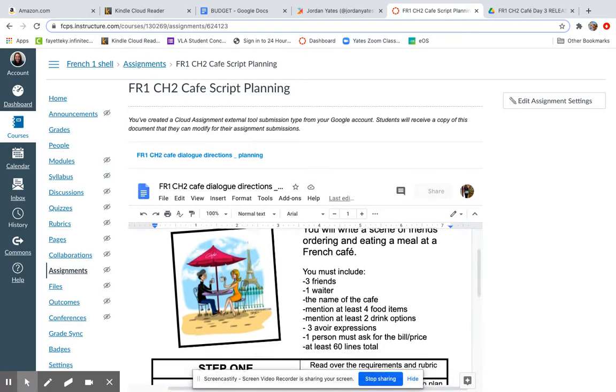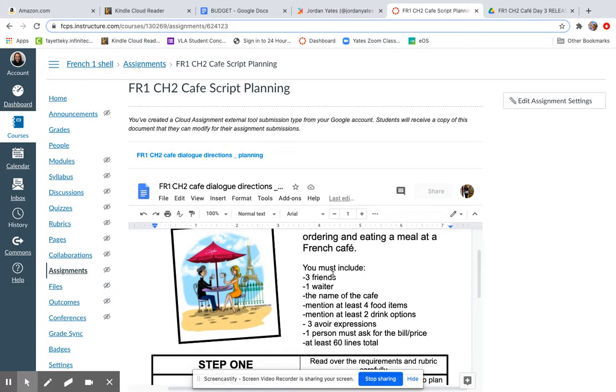So, what do you have to have in your scene? You have to have three different friends and one waiter. Makes sense, right? That is four people total. Somewhere in the script, someone has to mention the name of the cafe. That's very easy, like when the waiter comes to your table and says, "Welcome to cafe such and such." You have to mention at least four foods and two drinks.